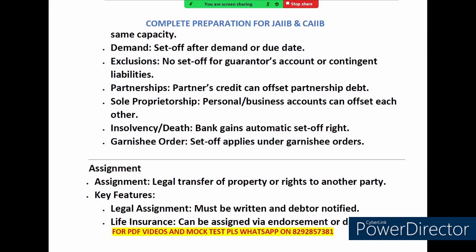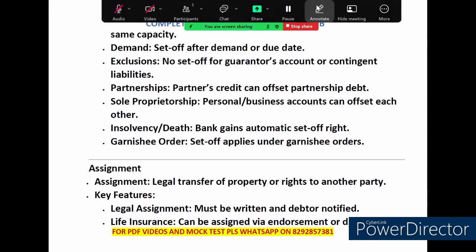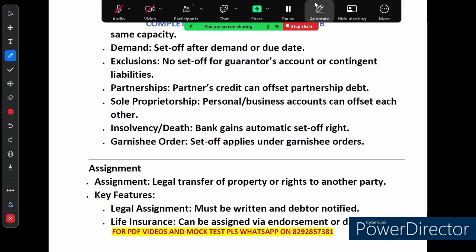Now let's talk about assignment. Assignment means legally transferring property or right to another person or party. That is the meaning of assignment. You are legally transferring the right or property to another person.